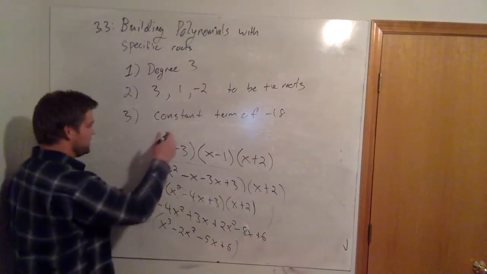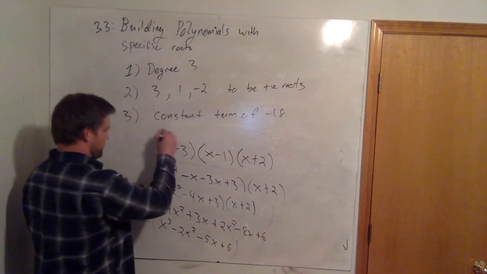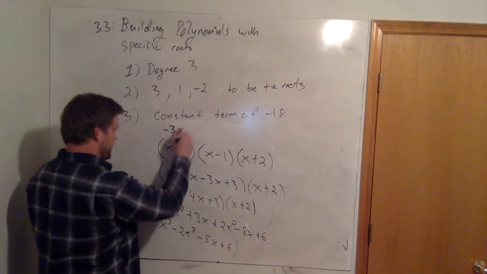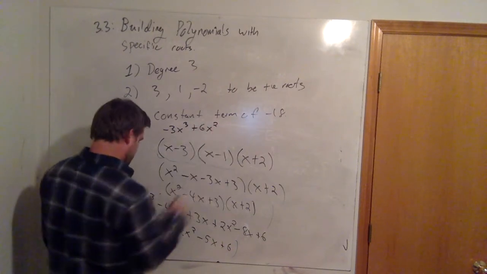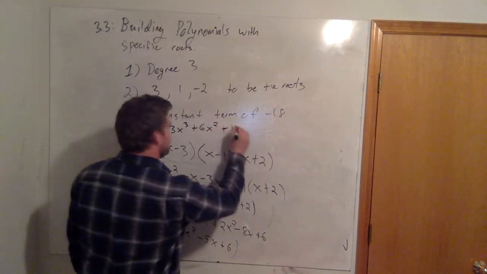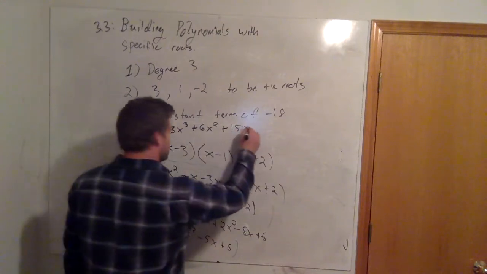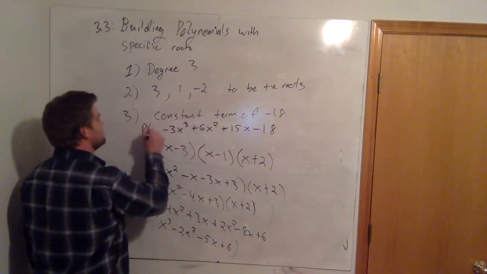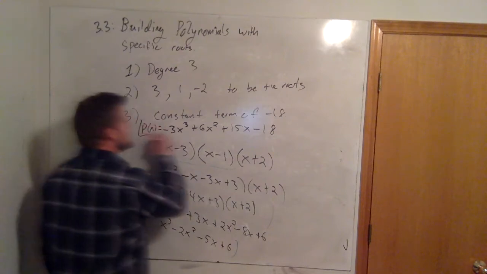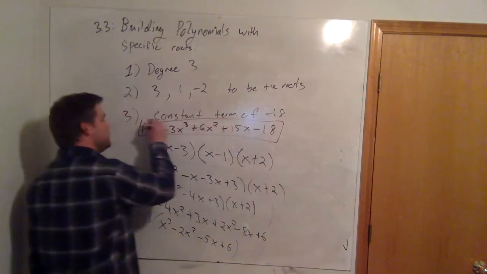So what would we get? I'll write it right here. I'll write a negative 3x cubed plus a 6x squared plus a 15x minus 18. And there we go. We did it, boss. We need a raise.